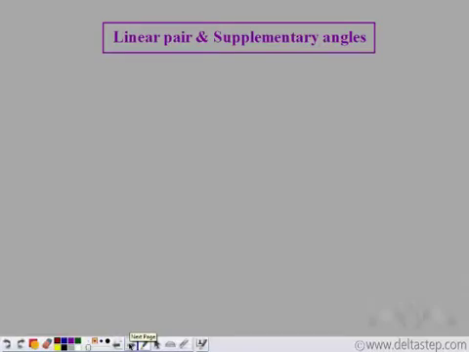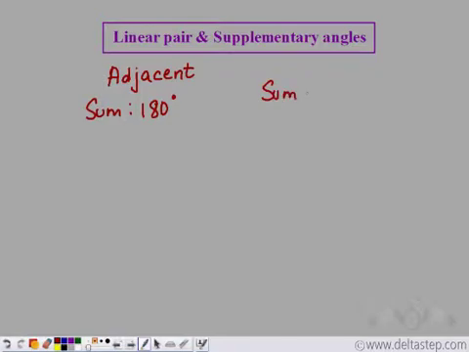Now what is the difference between a linear pair and supplementary angles? Well, linear pair angles are angles which are adjacent and whose sum is 180 degrees. Supplementary angles are angles with sum 180 degrees. So we see in case of linear pair, there is an additional condition that they have to be adjacent.